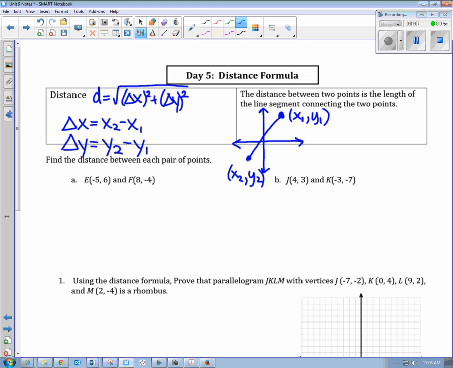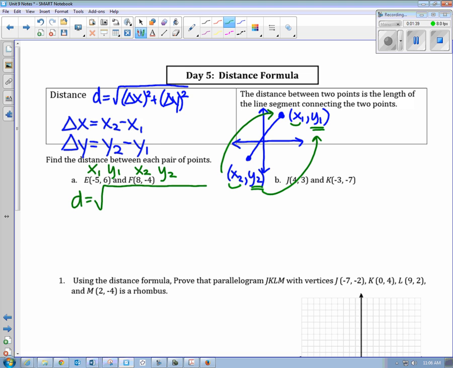So for instance, if I am subtracting x2 minus x1, and I'm going in this direction for x's, then I have to subtract in that order for y's as well. It doesn't matter which order you subtract in as long as you're consistent. So in the first question, they are asking for me to find the distance between this pair of points. So I have x1, y1, and I have x2, y2, and I'm going to go through and calculate the distance.